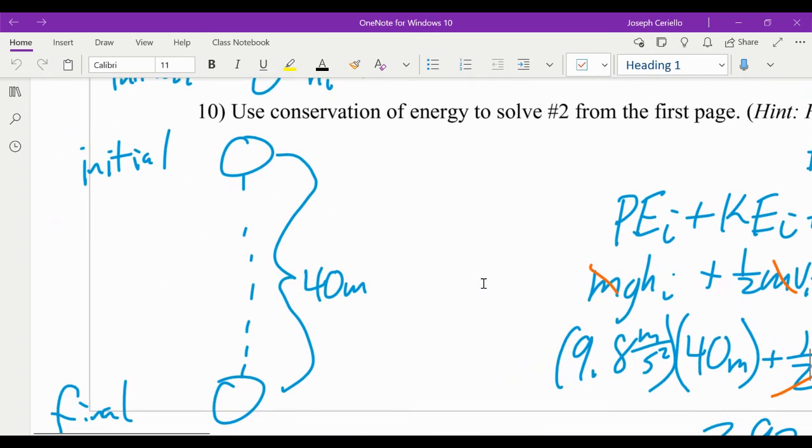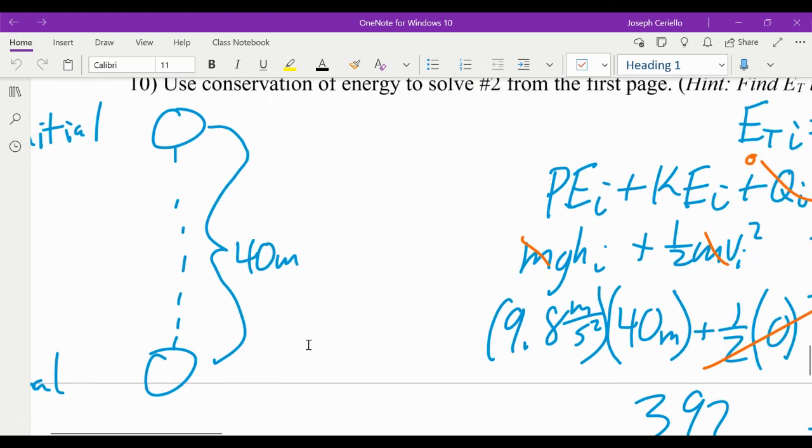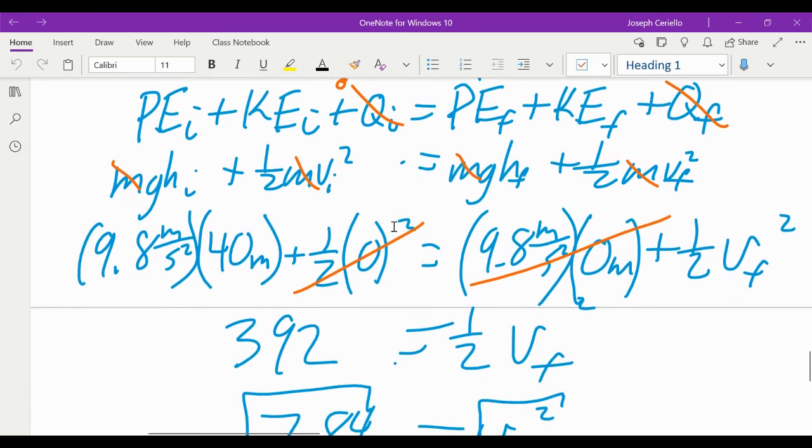So now we're looking at the other one where an object is falling. So we know its initial height is 40, its final height is 0, its initial velocity is 0, its final velocity is what we're looking for. So we start off with the same 3 lines. These first 3 lines do not change. Okay, there's no friction and the masses still cancel.